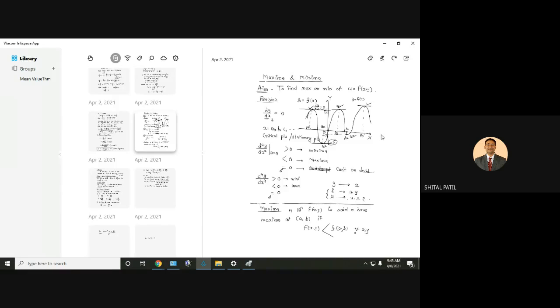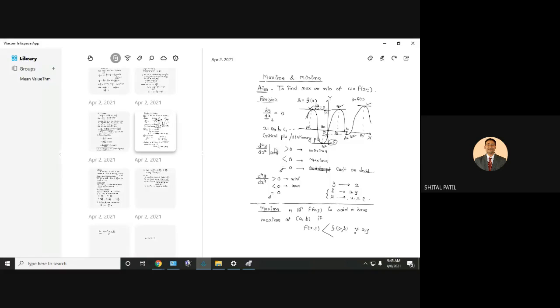Slope of the x-axis is 0. That is, the slope at all these tangents is 0. That is, the derivative is 0. So dy by dx equal to 0 will give stationary points or critical points. A1, A2, A3, A4, A5 are the critical points. Then the second order derivative is obtained, and its value is found at these points. If the second order derivative is greater than 0, minima exists; less than 0, maxima exists; equal to 0, then we cannot decide. For that, fourth order and sixth order derivatives are required.